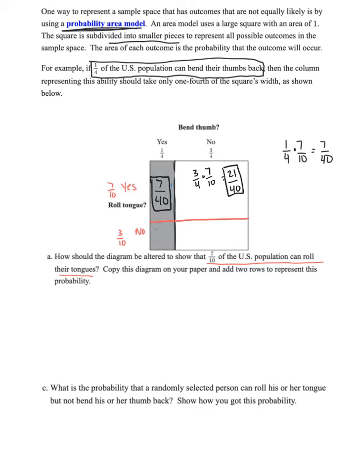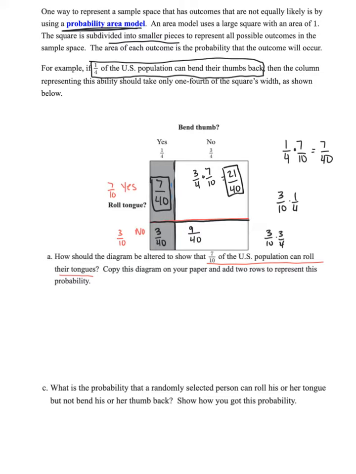Again, I'm going to fill in my area model here, multiplying 3/10 and 1/4 gives me 3/40. If you want, you could do that off to the side, but then make sure you put the probability in the rectangle. And then the last one is 3/10 times 3/4. Multiplying numerators gives me 9. Denominators gives me out of 40.